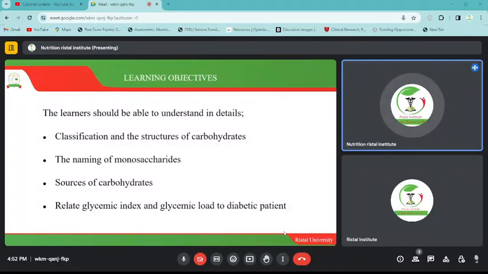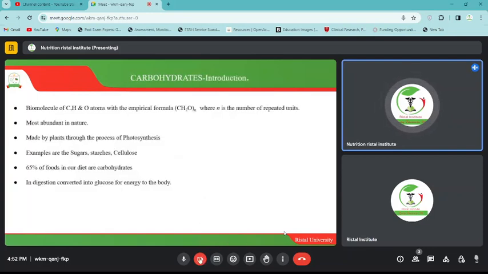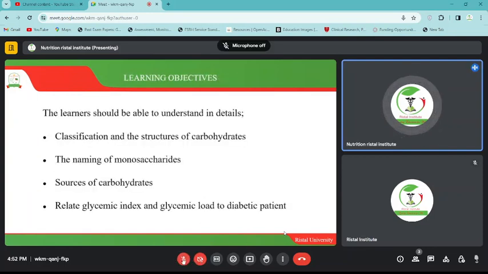Today we are going to have a lesson about carbohydrates. Our learning objectives are that by the end of this lecture, you should have understood in detail the classifications and the structure of carbohydrates, and the naming of monosaccharides, that's what you call the nomenclature. How do you name these monosaccharides? The aldose, the ketose, and all that, and according to the 5 carbon. We'll get into the details as we go through the lecture. And then the sources of carbohydrates, you also get to know that.